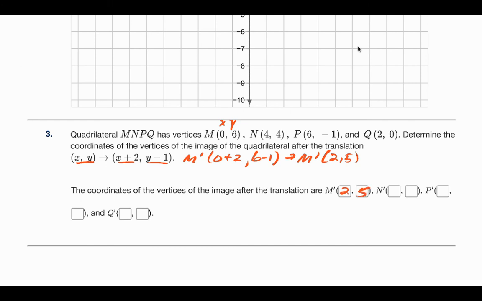All right. Now the other ones, let's just do it in our heads. So 4 plus 2 is going to be 6. And 4 minus 1 is going to be 3. For our P, we're going to have 6 plus 2, which is 8. So our P prime is 8. And we're going to have -1 minus 1. So our y value for P prime is going to be -2. And then for Q, again, one more time, 2 plus 2 is 4. And 0 minus 1 is -1.